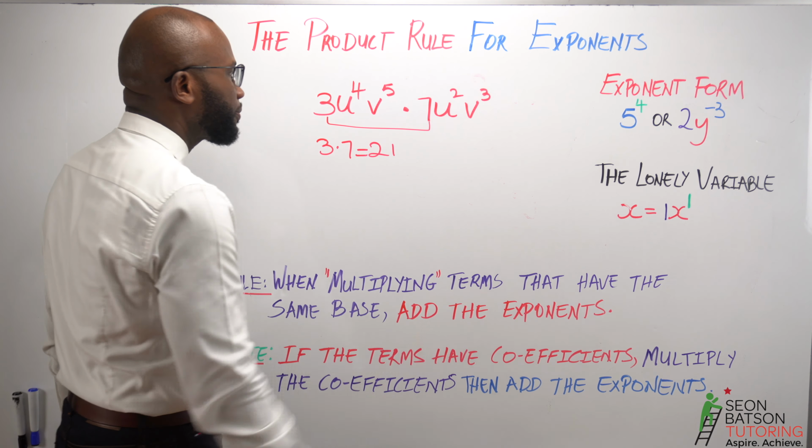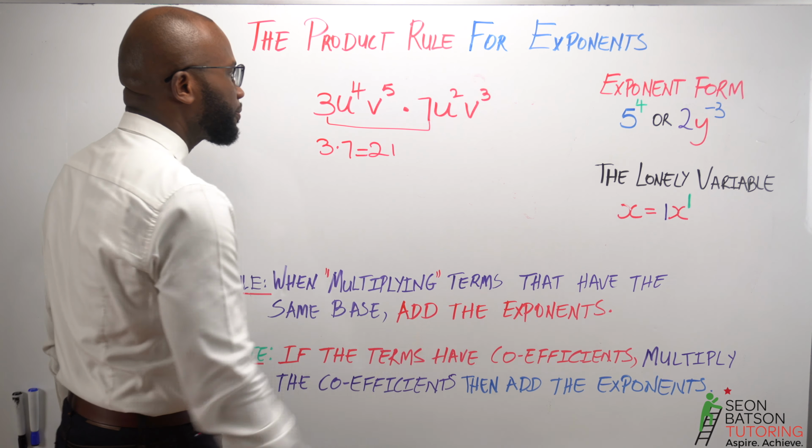Now, let's deal with our variables here. We have a u here, and we have u here as well. So we will deal with the u's first, yes? Since we multiply, we're going to add the exponents, yes? So u to the fourth times u to the second will give us u to the 4 plus 2, which is u to the 6th.